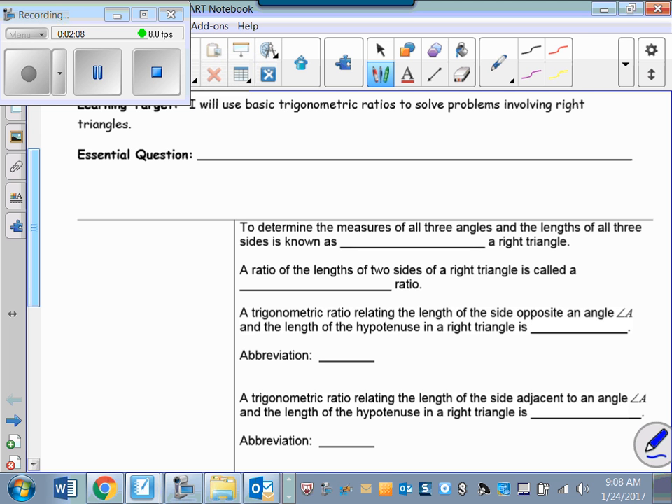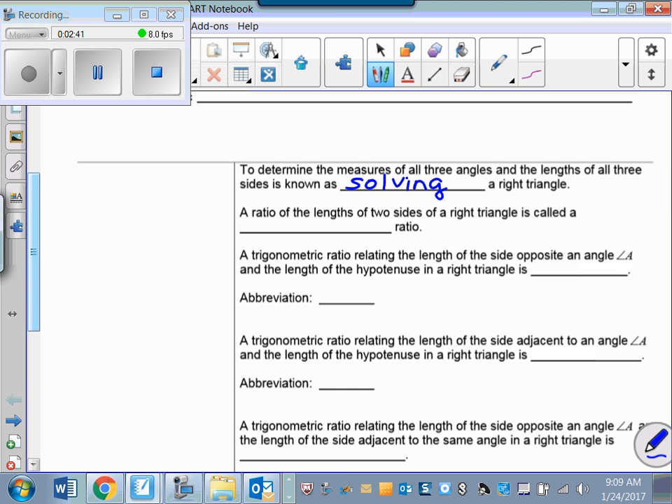And whenever we have a right triangle and we want to find all the parts of it, all three of the side lengths and all three of the angle measures, well, of course, we know one of the angle measures is 90 degrees. But when we want to find out everything about this right triangle, we refer to that as solving a right triangle. I should write solving there. Solving a right triangle means you find the two other angle measures and all three side lengths.